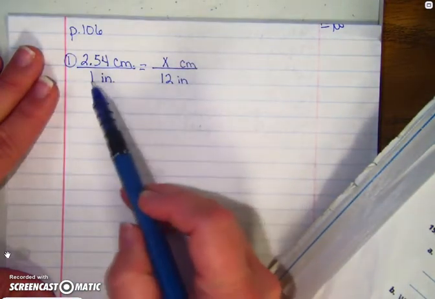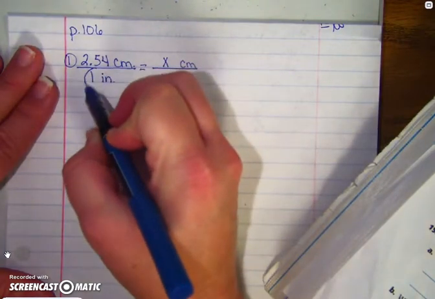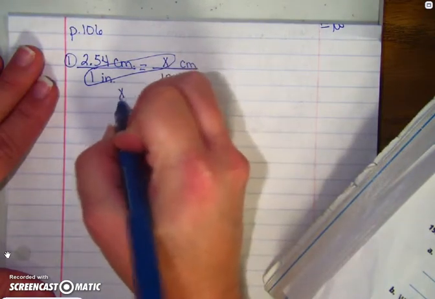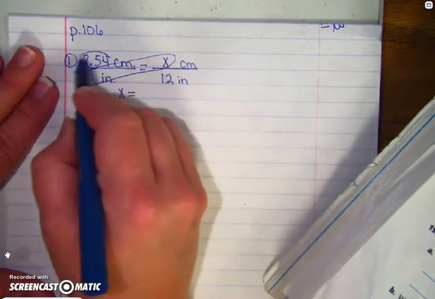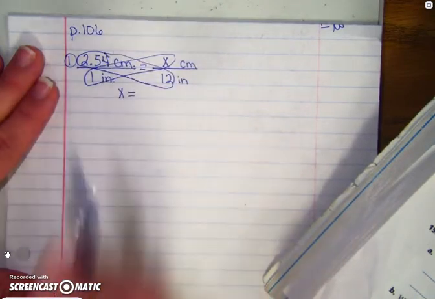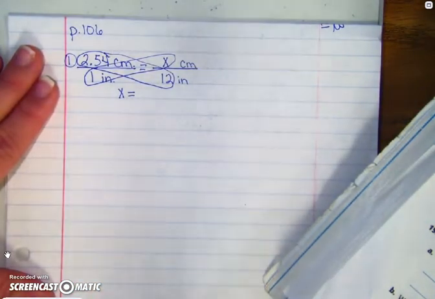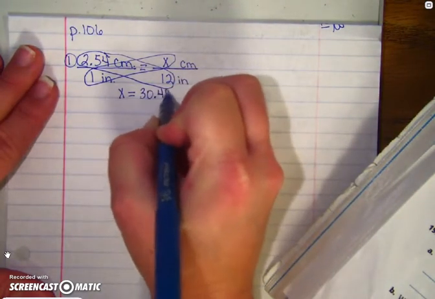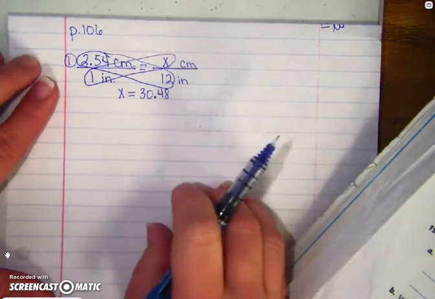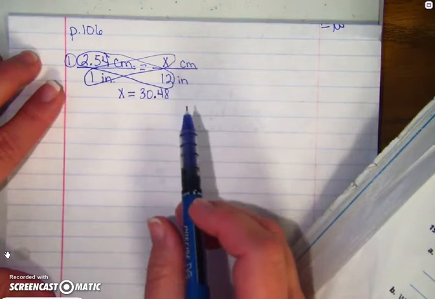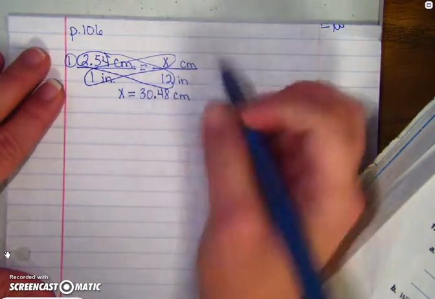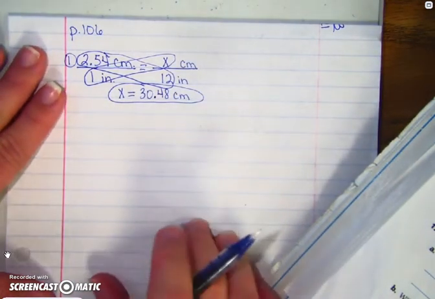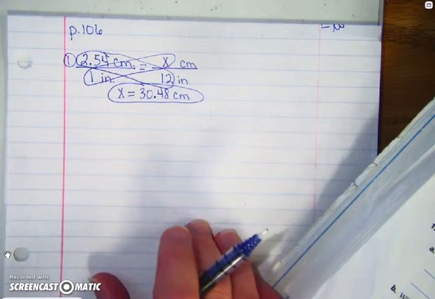To solve this, we are going to cross product. 1 times x gives us what, everybody? X. X equals, and then what is 2.54 times 12? 30.48. So 30 and 48 hundredths. And what are our units there? Centimeters. Okay, so we're going to circle our answer on that one. I'm going to leave problems 2 through 5 for you to do for homework.